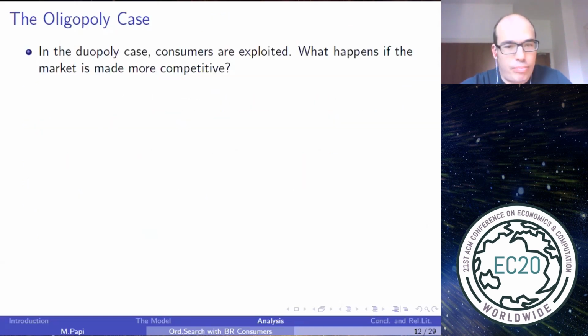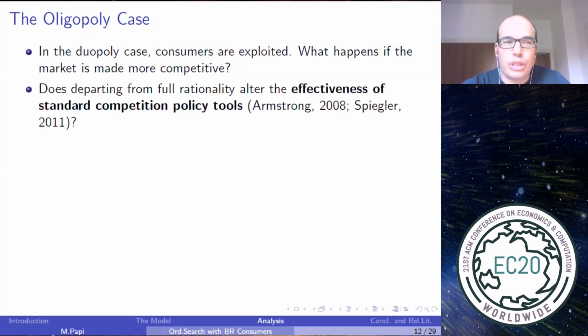I'd like to present one last result. According to what we've seen so far, we've looked at two cases, best satisficing and last satisficing. We have seen that in the duopoly case, consumers get exploited in the sense that consumers end up paying a price that is larger than the marginal cost of production. So a natural question is to ask what happens if the market is made more competitive. This is a non-obvious question because a key theme in the behavioral industrial organization literature is to investigate whether departing from the full rationality assumption alters the effectiveness of standard competition policy tools.